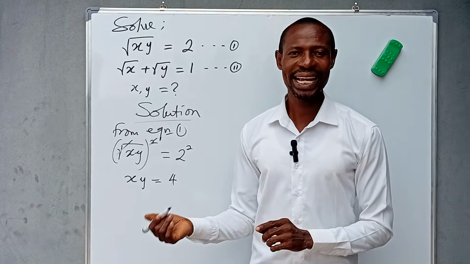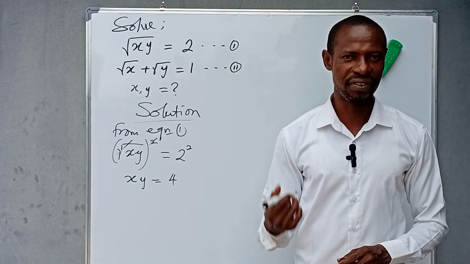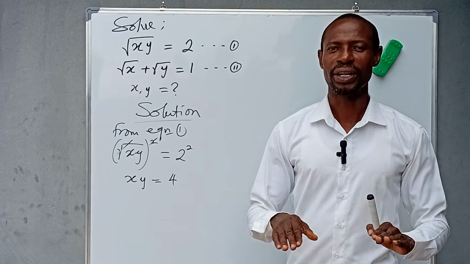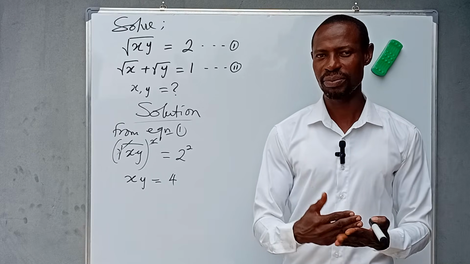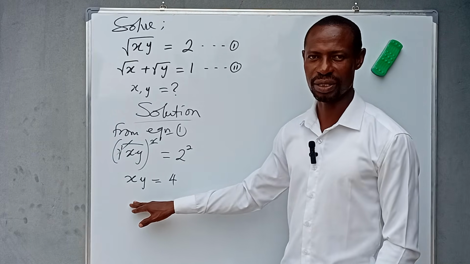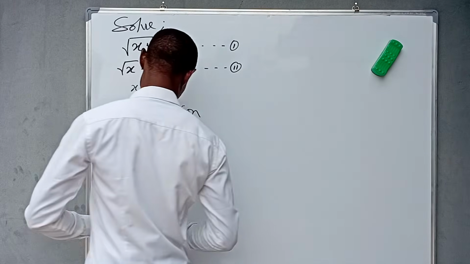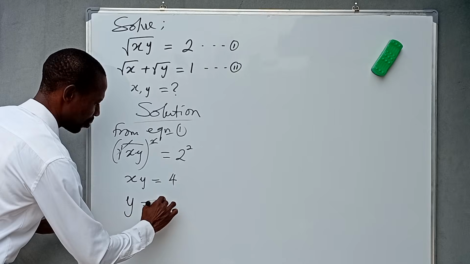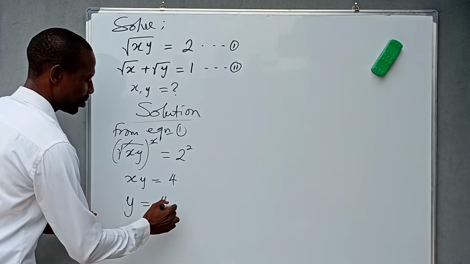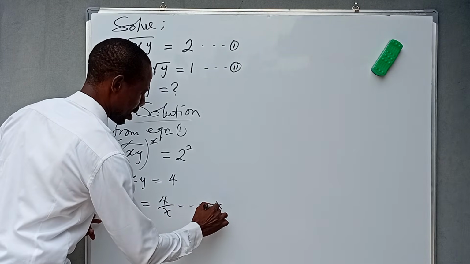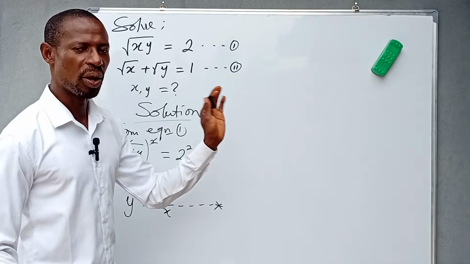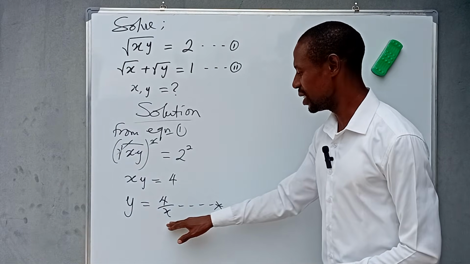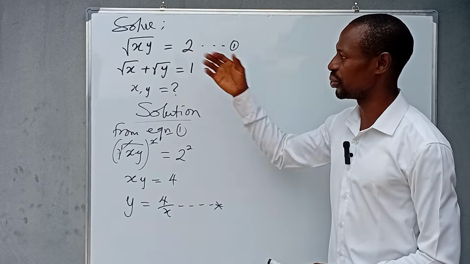Between x and y, we have to make one of the variables the subject of the formula. In solving for the first variable, which is x, we're going to make y the subject of the formula. So making y the subject implies that y will now be equal to 4 over x. We can call this equation star. So we have equation 1, equation 2, and now equation star. We want to go to equation 2 now.